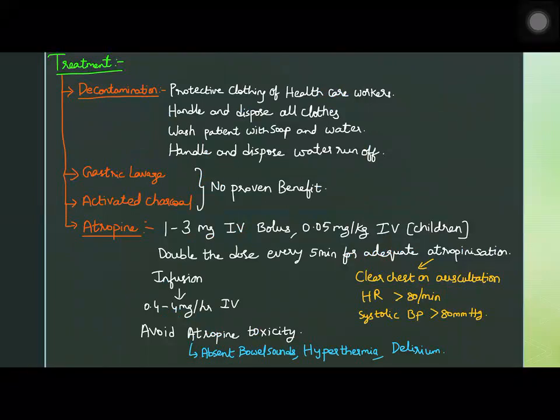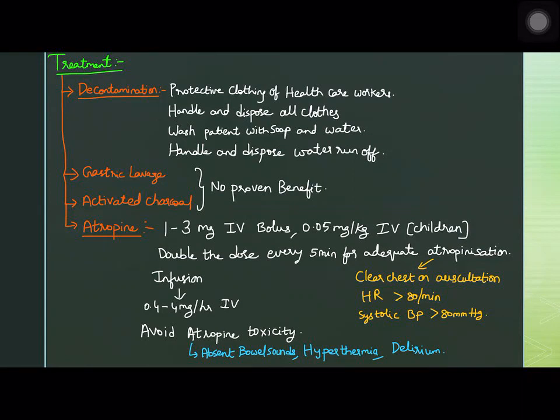And the treatment of organophosphorus poisoning generally consists of decontamination, atropine, oximes, and symptomatic treatment. Generally, gastric lavage and activated charcoal have no role in organophosphorus poisoning. Decontamination consists of removing the clothes, giving protective clothing to the healthcare workers, washing the patient with soap and water, and handling and disposing of the water runoff. So whatever water we have used, dispose of it.